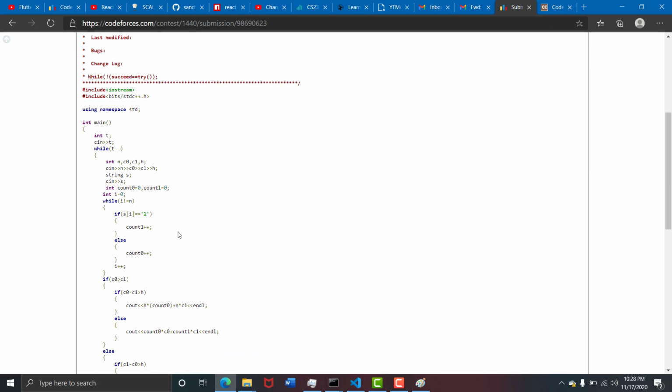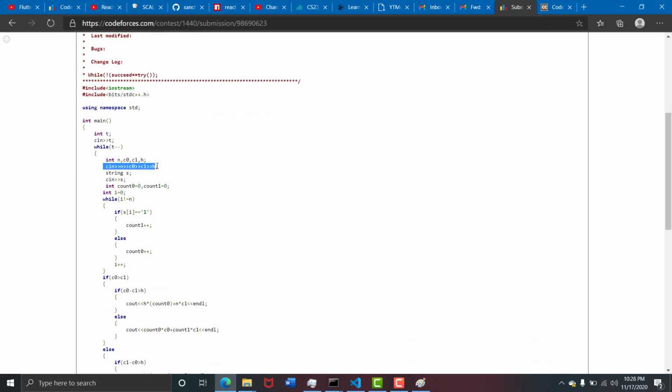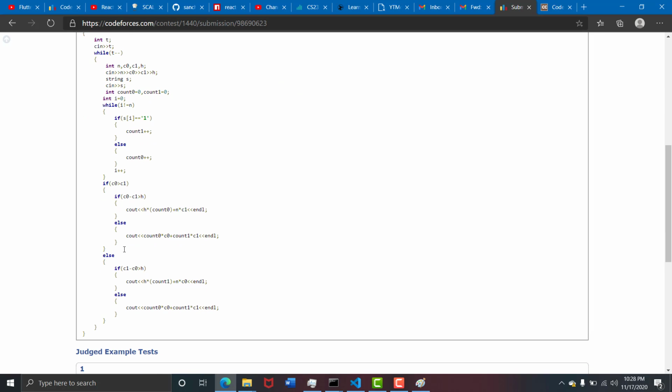So this is my code, basically taking the values of n, c0, c1 and h, then count zeros and count ones. If the cost of a 0 is greater than the cost of 1, then this is the amount that I need to pay to convert a 0 to 1. If this cost is greater than h, then use h, otherwise use c0 minus c1 as it is. So if I use c0 minus c1 as it is, the answer is count 0 into c0 plus count 1 into c1. And if I need to use h, then the answer is this.